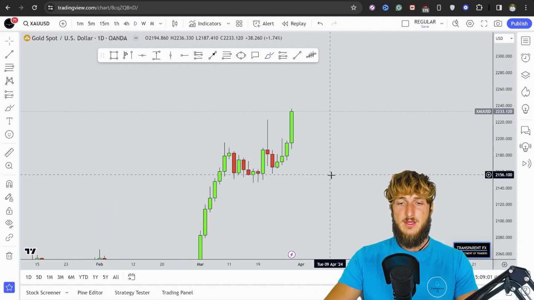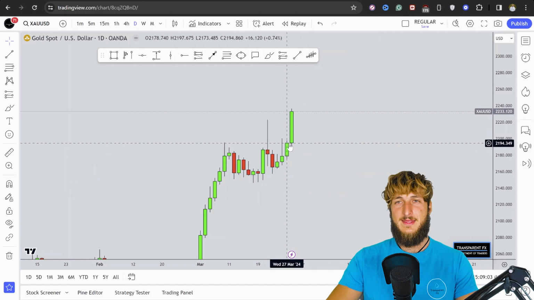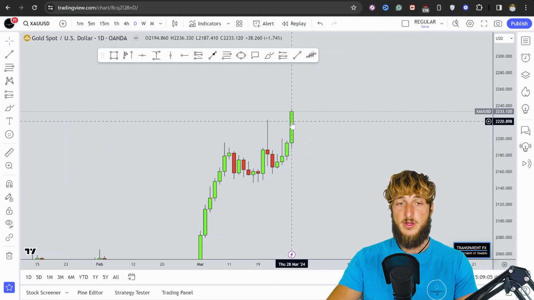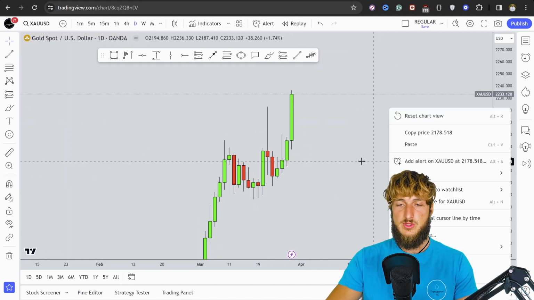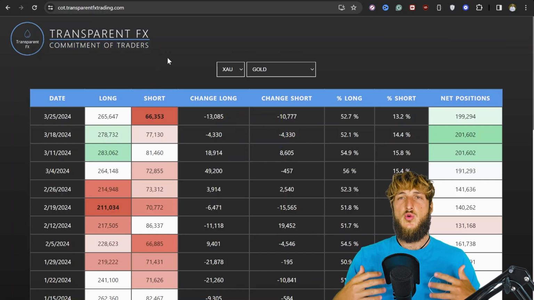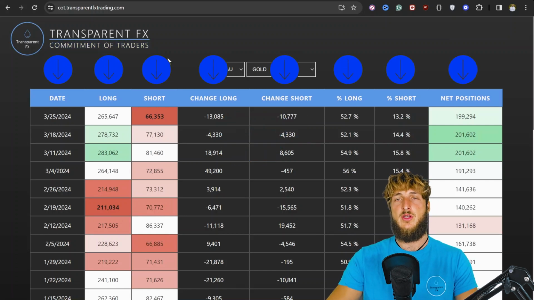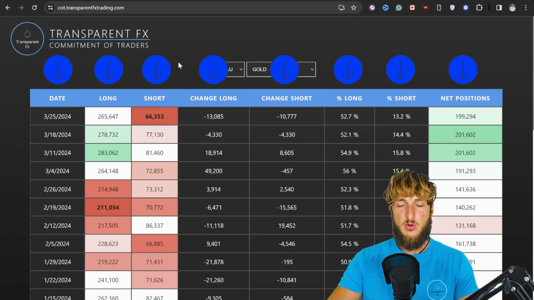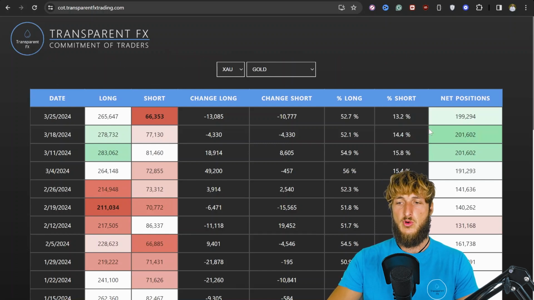Now, before we dig deeper into what we have from a technical perspective here at the moment on gold, first, let's go and see what we have when it comes to the order flow by looking at the commitment of traders. So what hedge funds and the big players in the market are doing and how they're moving their orders. Now, if we check the data here for gold, we can see how with the last reports, net positions have been massively increasing.